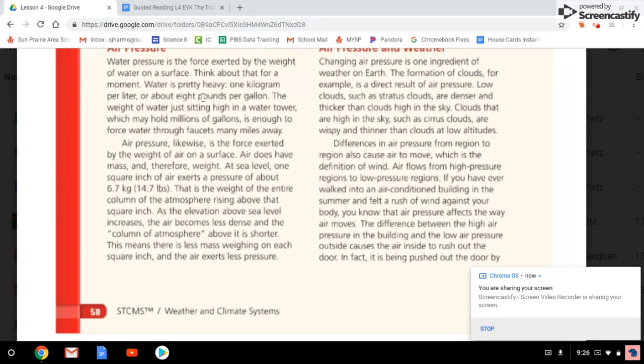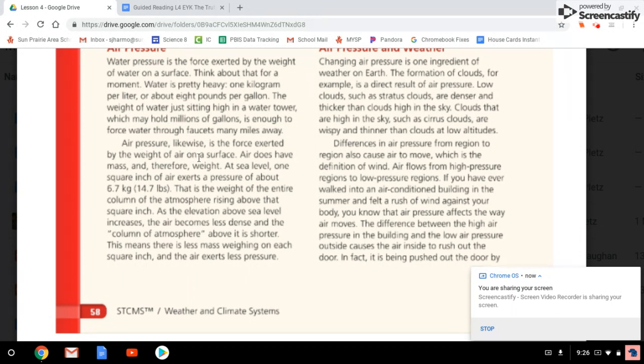Air pressure. Water pressure is the force exerted by the weight of water on a surface. Think about that for a moment. Water is pretty heavy, 1 kilogram per liter, or about 8 pounds per gallon. The weight of water just sitting high in a water tower, which may hold millions of gallons, is enough to force water through faucets many miles away. So I think we just heard an answer there.